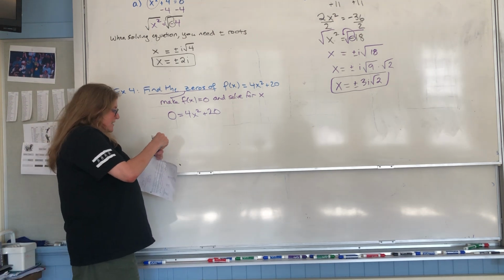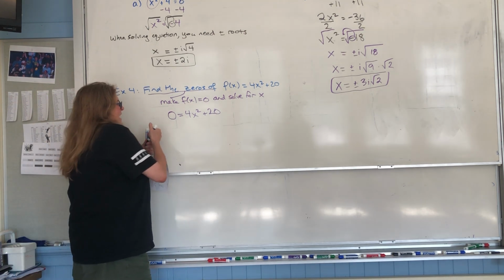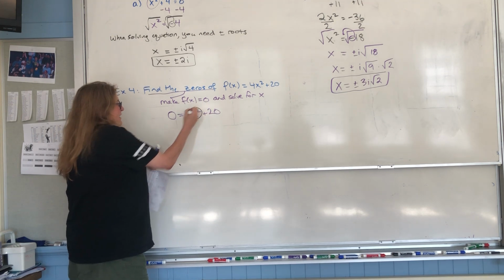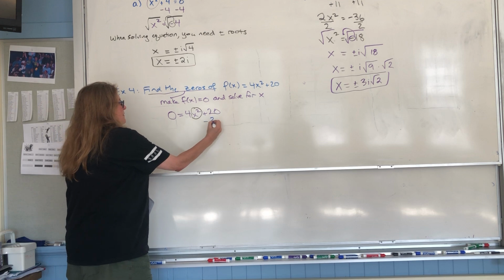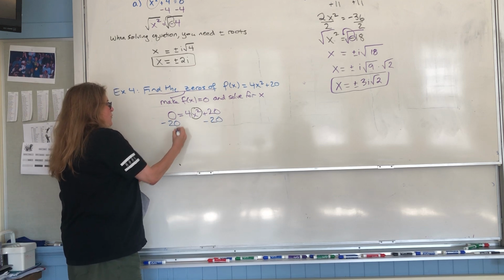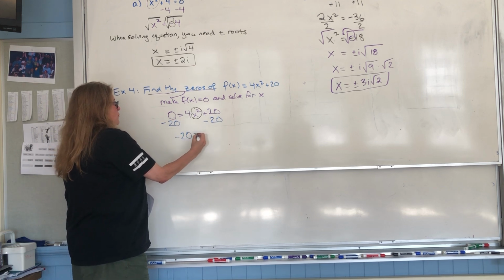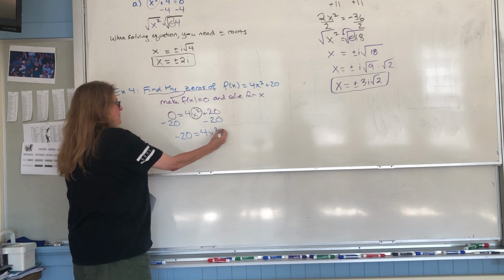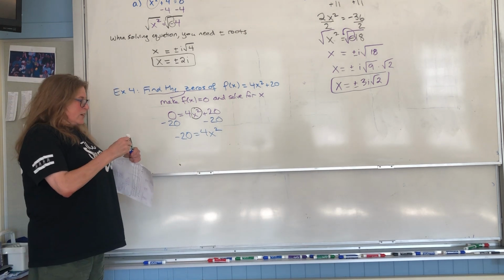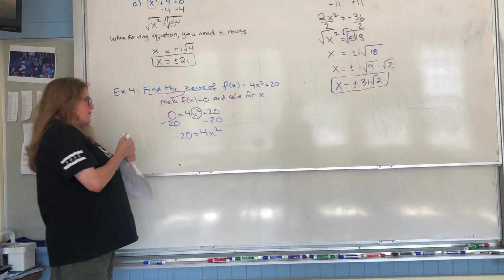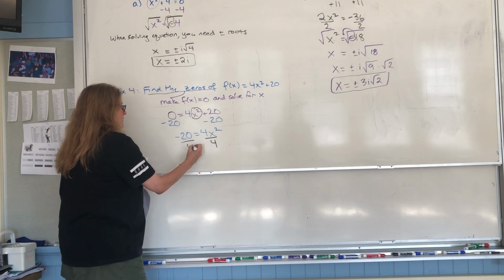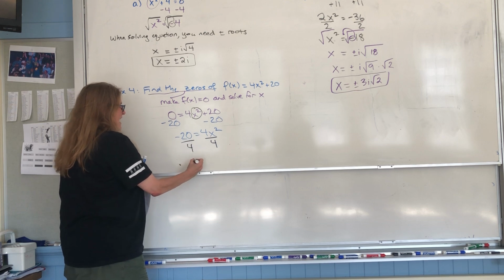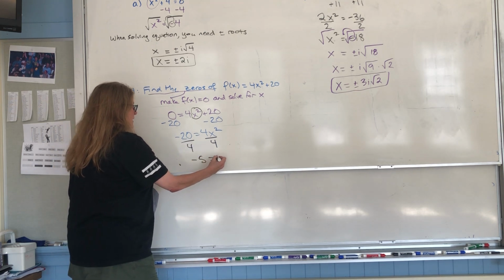Well, I want to isolate the squared term, which in this case is the x squared, right? Guys, I want to isolate that. So I'm going to subtract the 20. So I get negative 20 equals 4x squared. The squared term isn't isolated yet. The 4 is in front of there. So I'm going to divide both sides by 4. And I get negative 5 equals x squared.